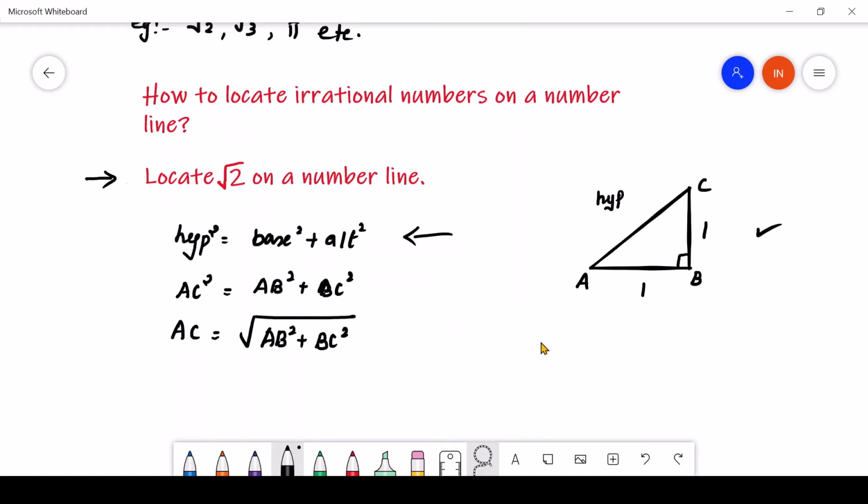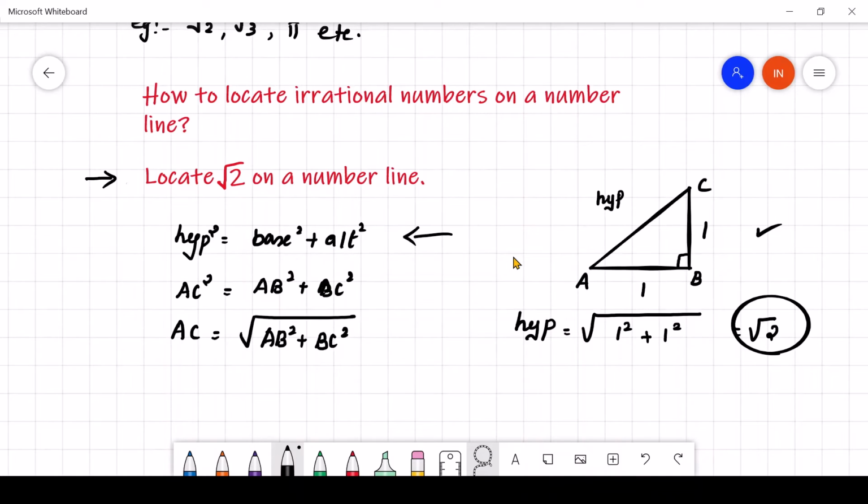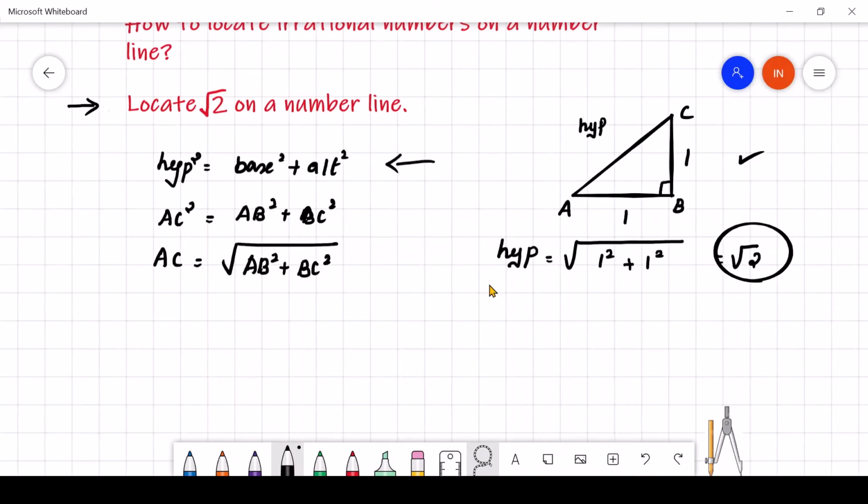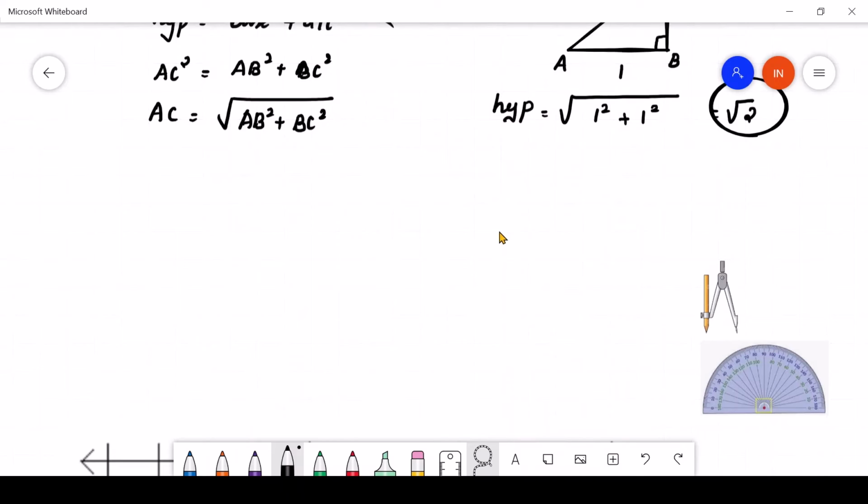For root 2, this hypotenuse is equal to the root of AB square, where AB is 1, plus BC square, where BC is 1. So you get root 2. If you take the base as 1 and the altitude as 1, we will get the hypotenuse as root 2, right? This is how we can do it. Okay, so let's first plot root 2 on the number line based on this.